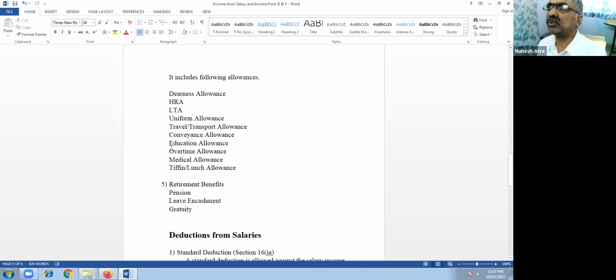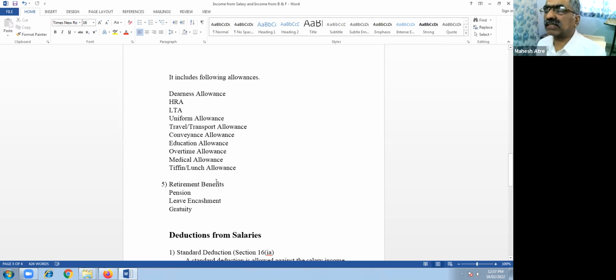In most cases, they are going to pay education allowance for the children. If the children of the employee are in schools, the employer is going to give education allowance to its employees. Overtime allowance, those who are going to work more than the given time, we are going to call it overtime. It may be possible that the employee is working in the vacation. He may be working on the holidays. That we call overtime allowance.